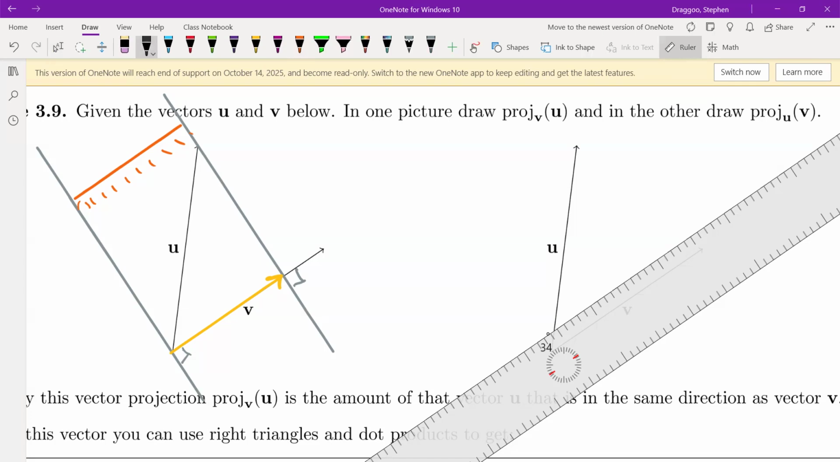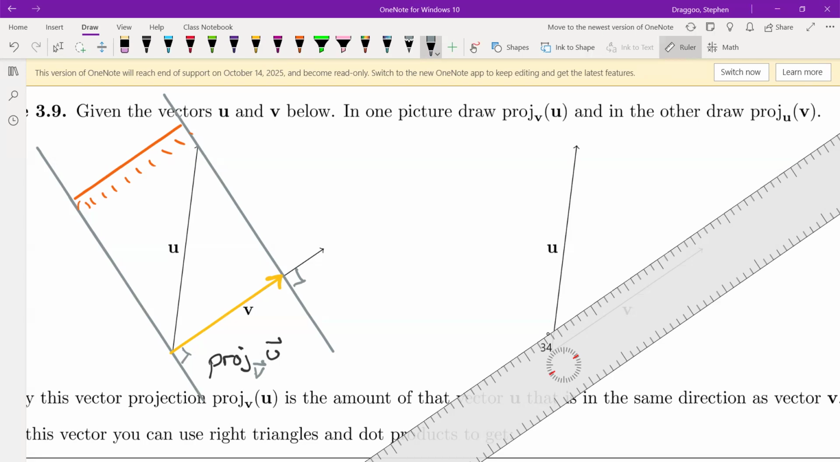And we're going to write this out as the projection of u onto v. The vector being projected onto is going to go in the subscript of the mathematical way that we're going to write this out. And then the thing that is being projected is the input into that function.